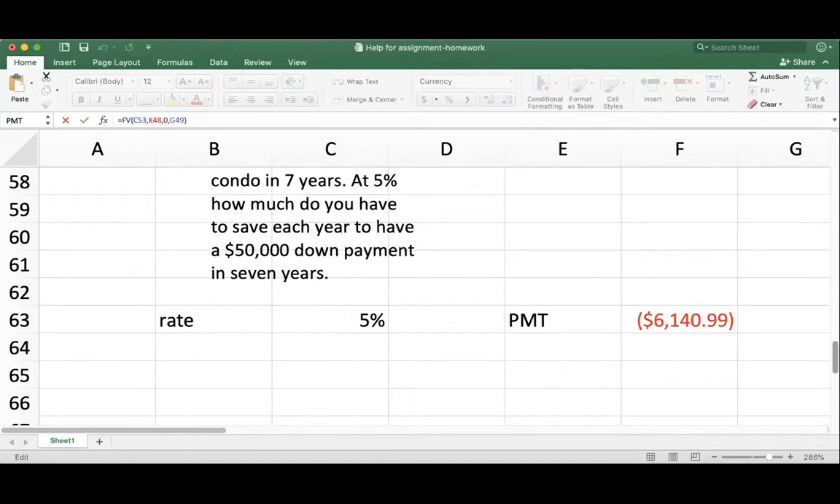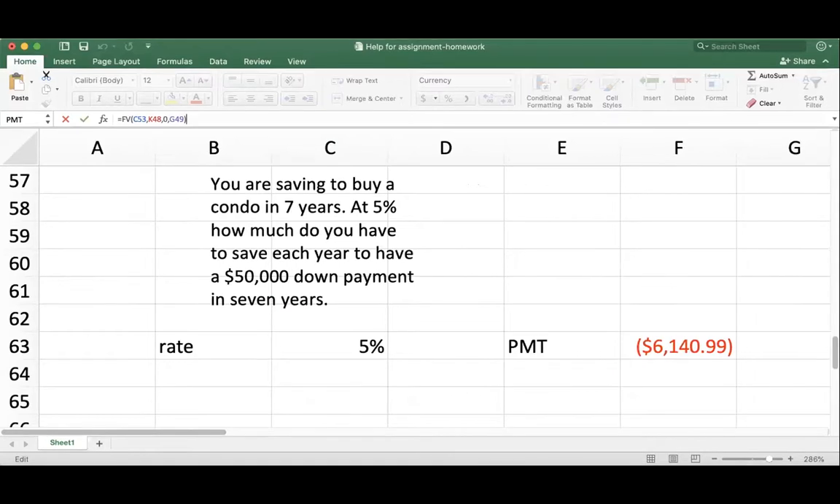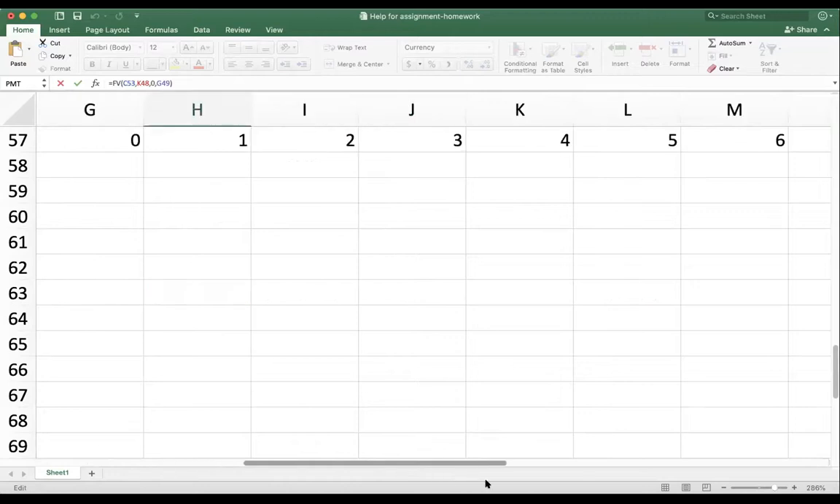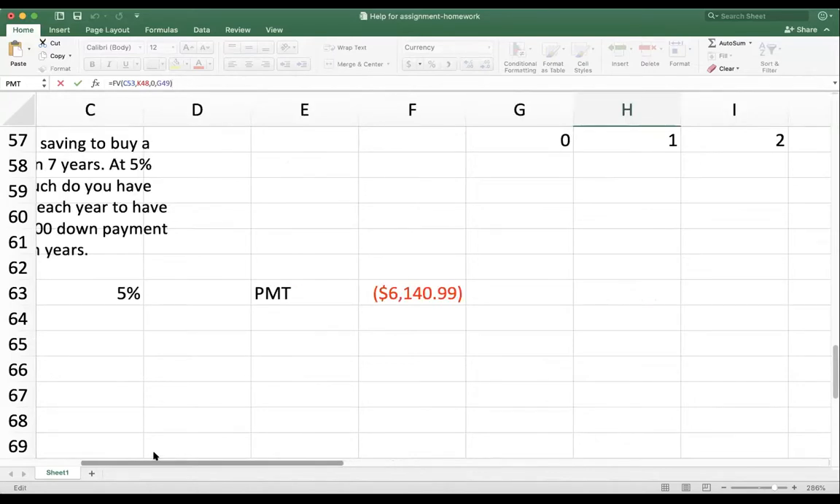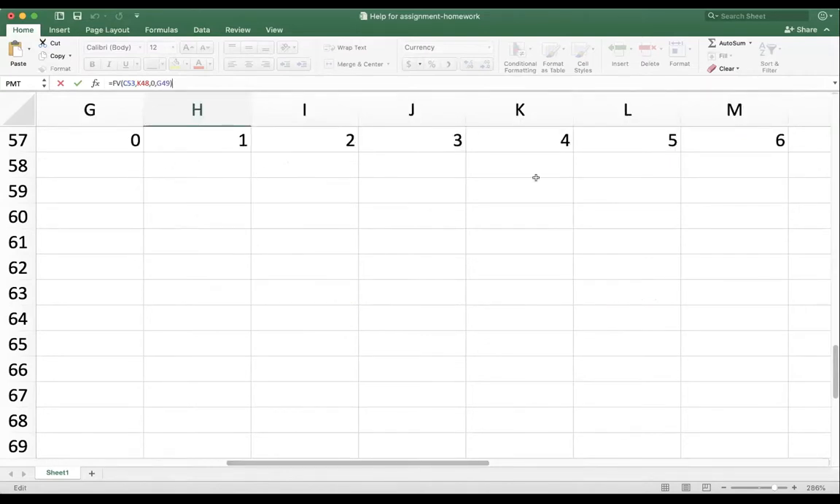This is our last one. You're saving to buy a condo in 7 years at 5%. How much do you have to save each year to have a $50,000 down in 7 years? So if you want a $50,000 down, the rate is 5%. Again, 7 years, right? So we're doing nothing. You don't have any initial down payment. So you have a 7-year period, and at the end of it, you want $50,000.